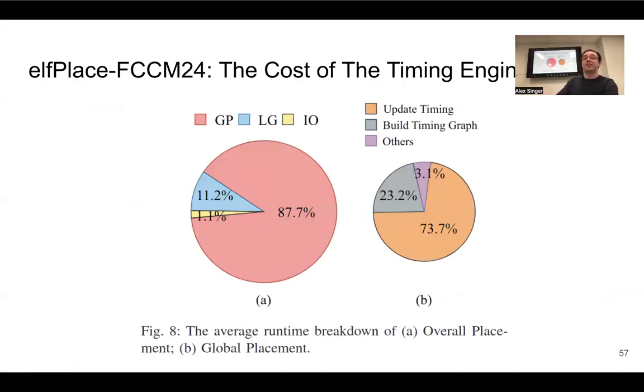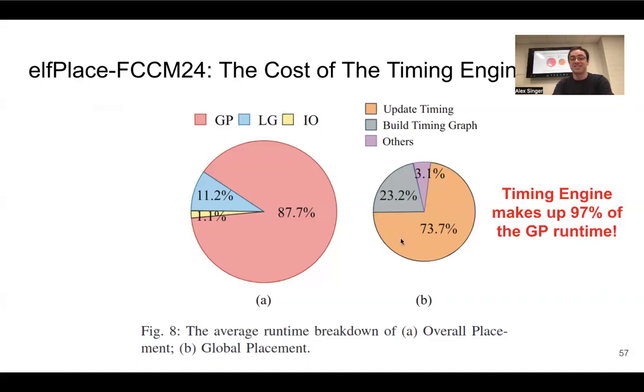This is the cost of having a timing engine that updates every so often. What we can see here is global placement takes up 87.7% of the overall time of placement. That includes legalization. And the timing engine itself, which is building the timing graph and updating the timing, takes up 97% of global placement runtime. This is because this others is your Nesterov's method. It's computing the gradient, which usually takes the most amount of time.